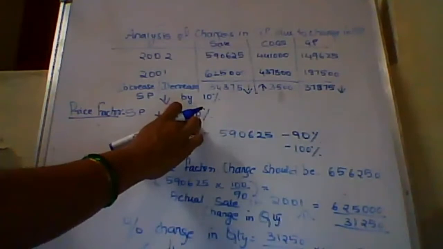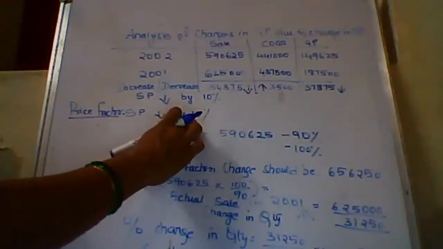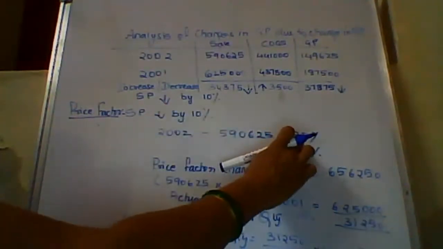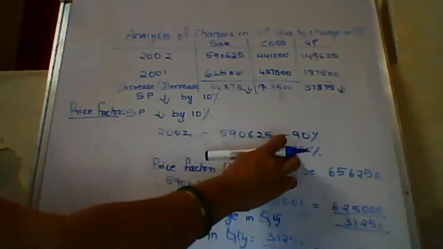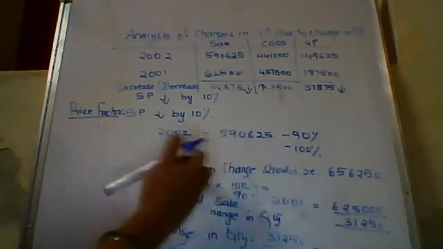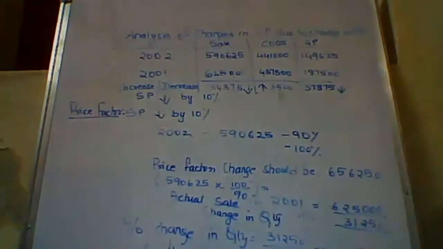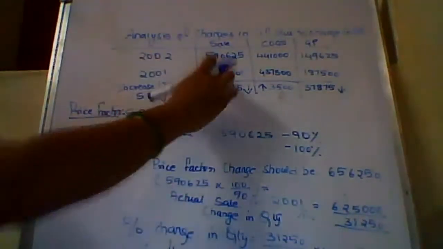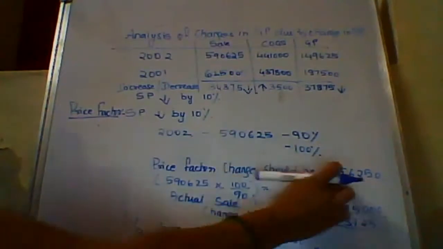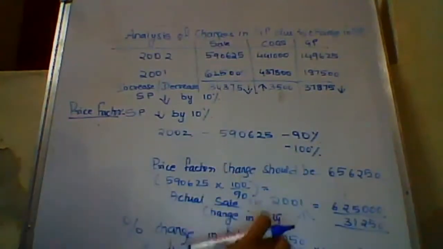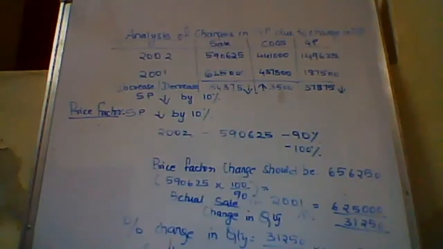Because the current year sales are already reduced by 10%, so current year sales are 90%. You are trying to find out how much it should have been in 2001. It should have been 6,56,250, right? But the actual sale in 2001 is 6,25,000, right? So there is a change in the quantity.